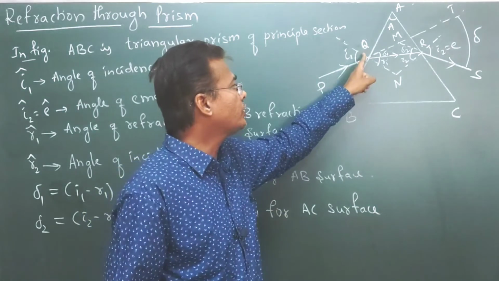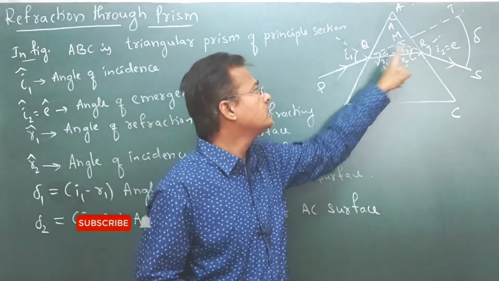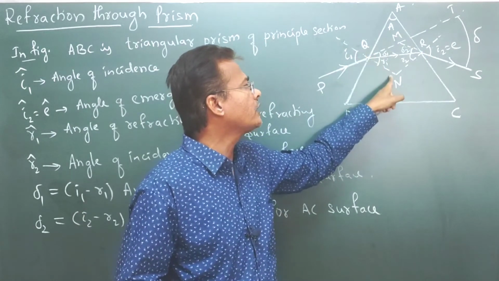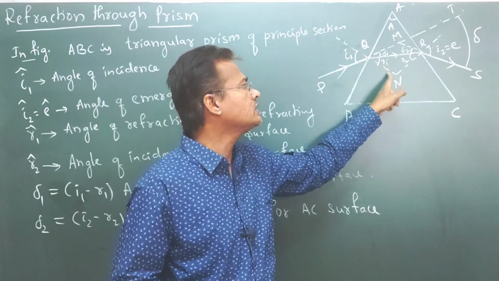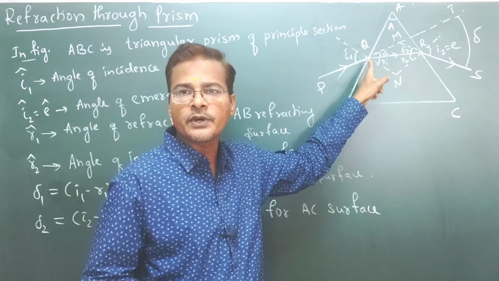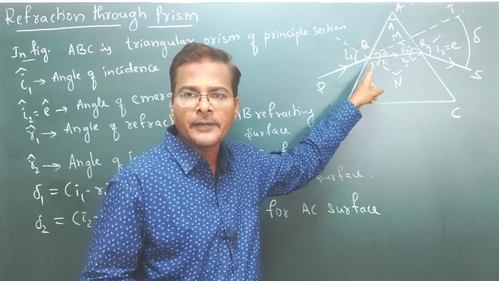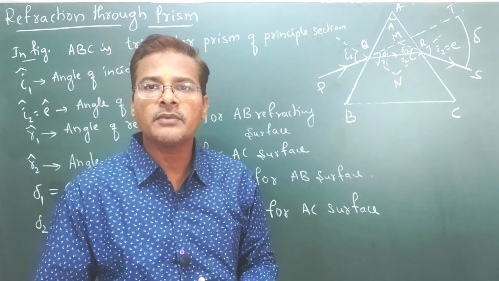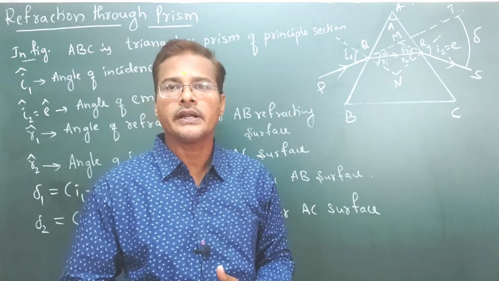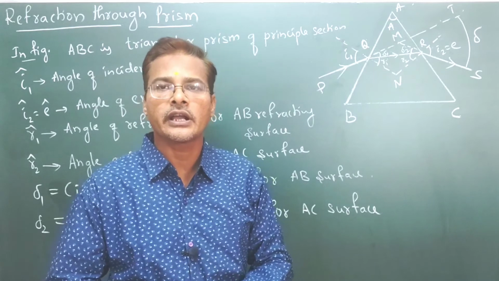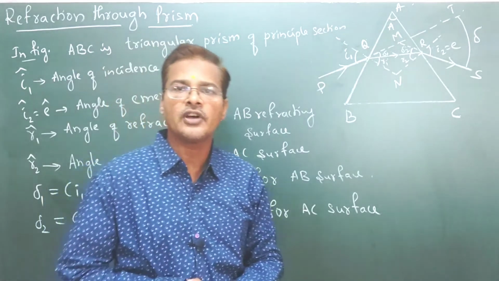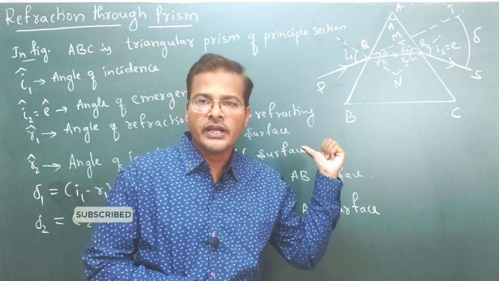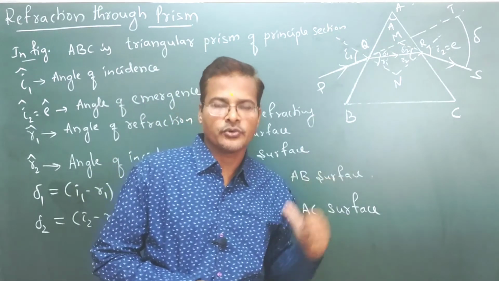So angle Q and angle R: the normal is perpendicular to the surface, that is 90 degrees. This also is 90 degrees, both are 90 degrees. So the sum of these two is 180 degrees. As we know, in a quadrilateral the sum of the opposite angles must be equal to 180 degrees. So we are getting 180 degrees. So we are going to write this down.